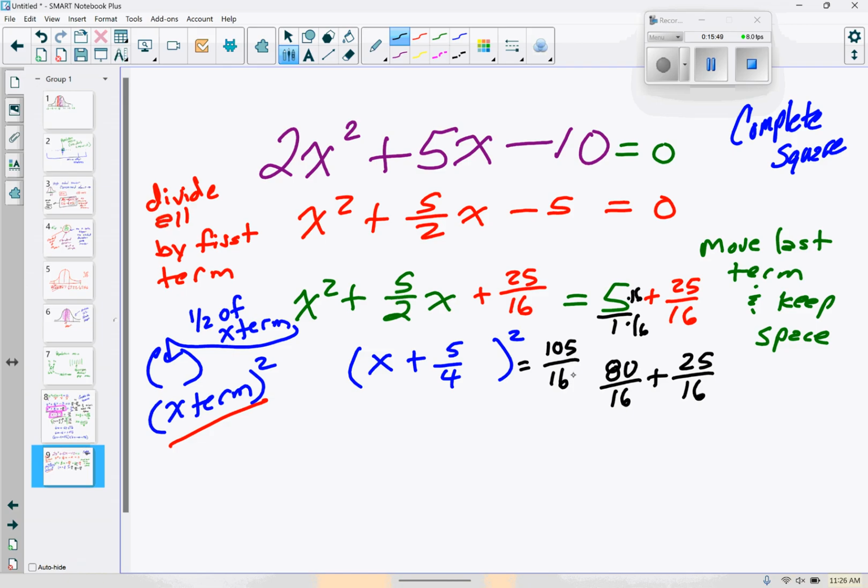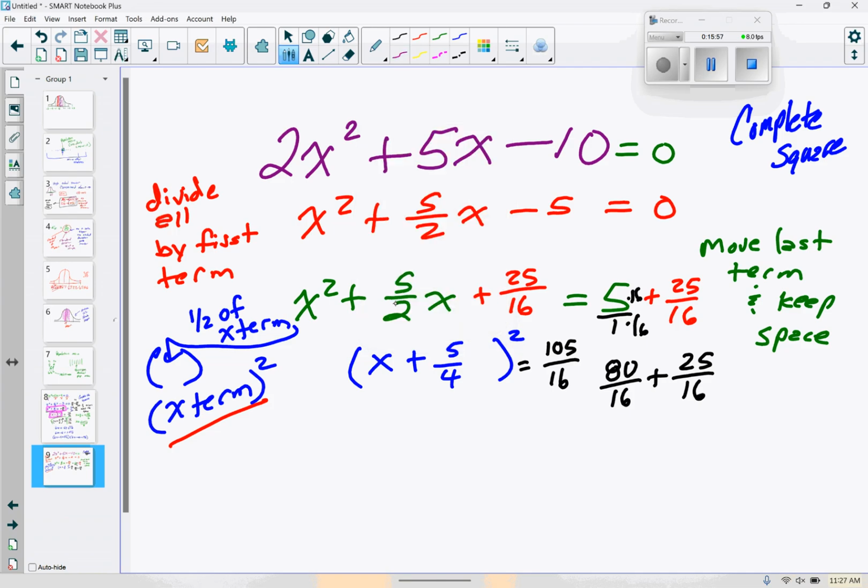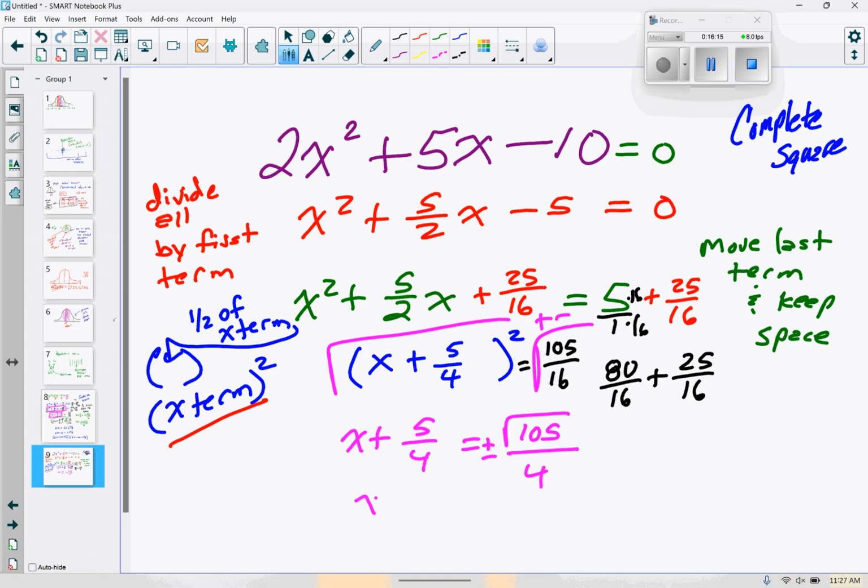What's the last step? Almost the last step. What should I do to both sides to start getting x all by itself? Square root. Don't forget the plus minus. Square root of 16 is 4. Subtract 5 over 4. Which leads us to this answer.